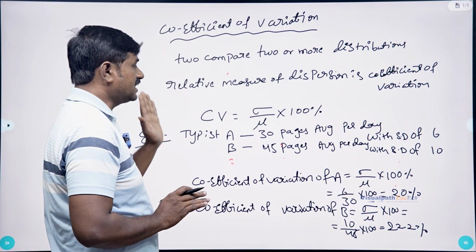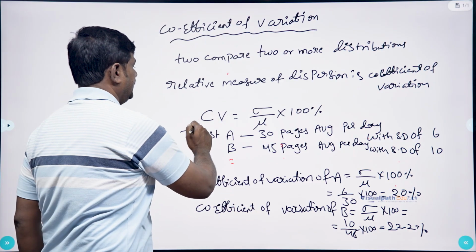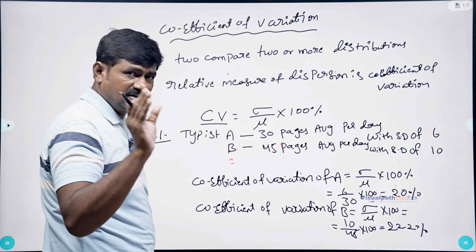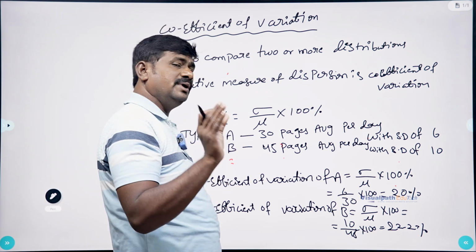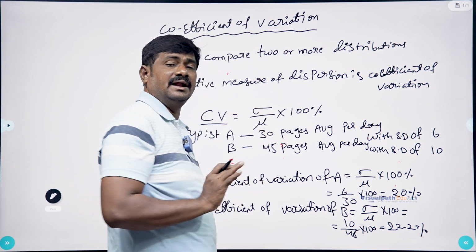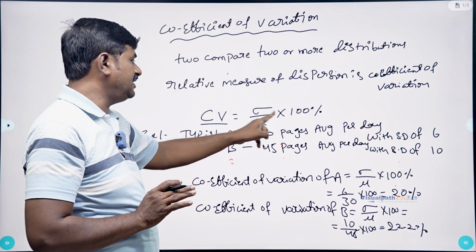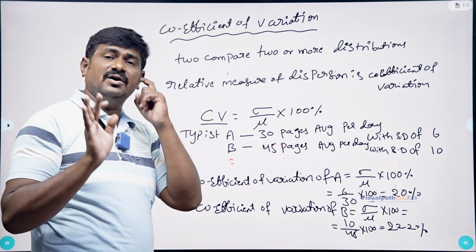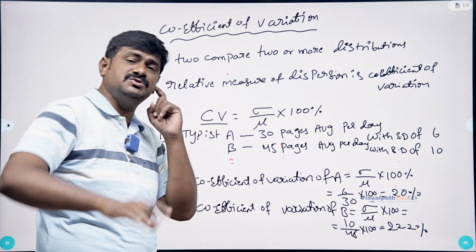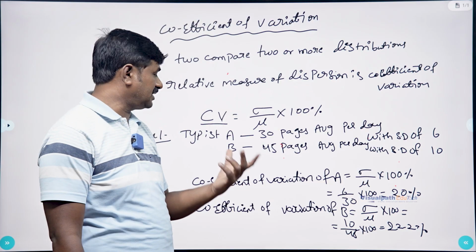The formula for the coefficient of variation is sigma by mu into 100%. Sigma is the standard deviation of that particular distribution, and mu is the mean of that distribution. Standard deviation divided by mean, into 100%, gives the coefficient of variation. From the coefficient of variation of the individual distributions, we can make a decision for that particular problem.